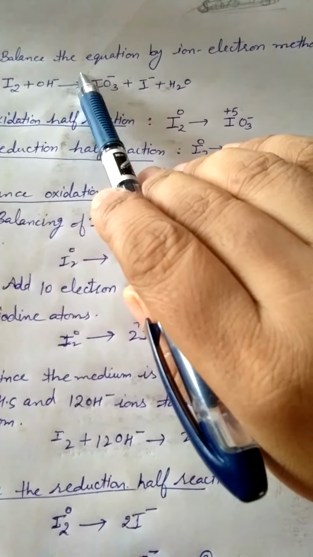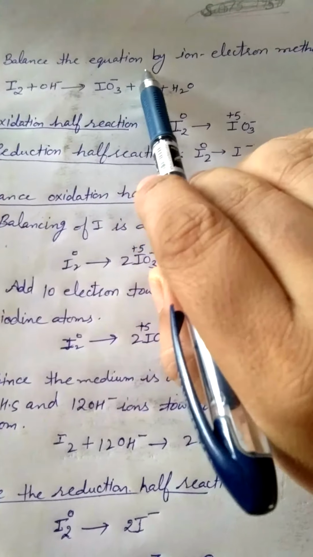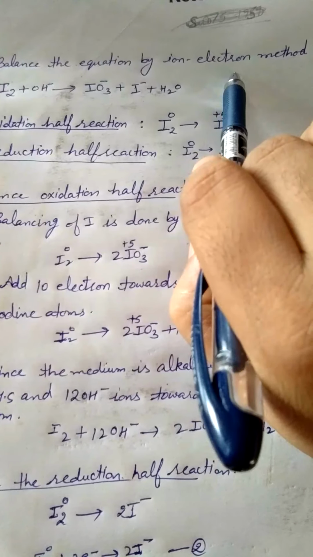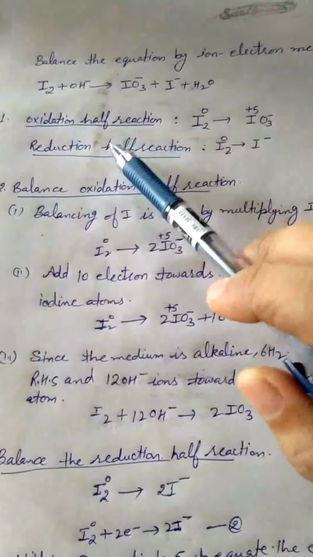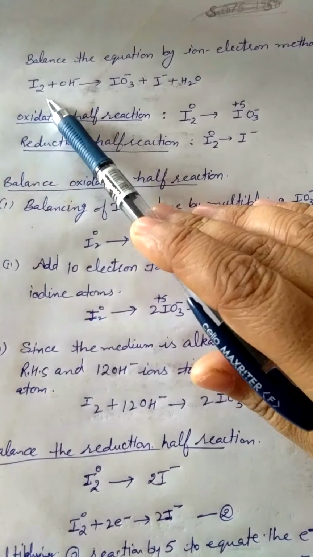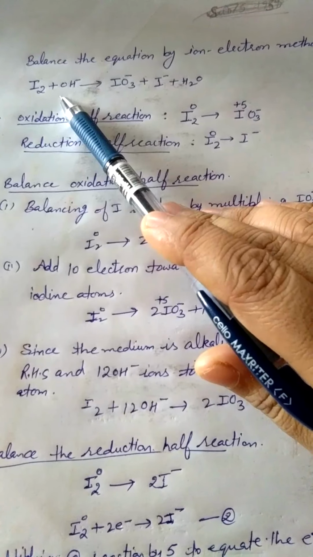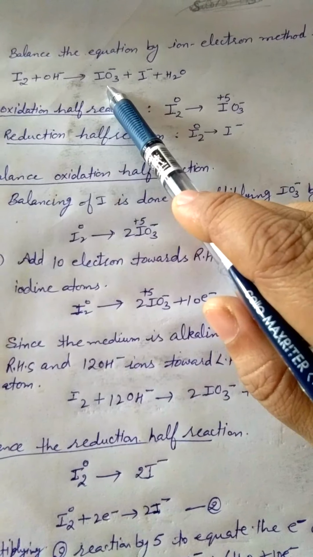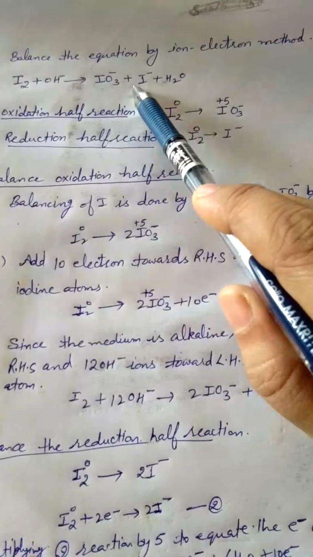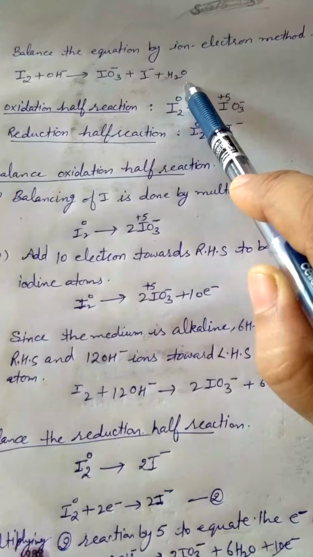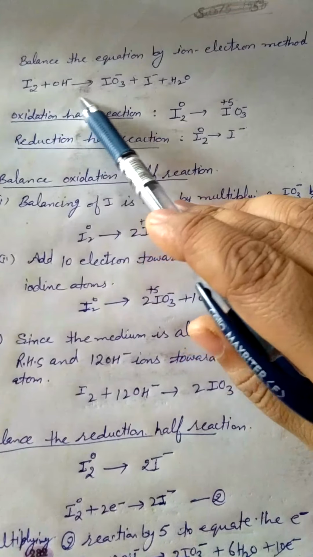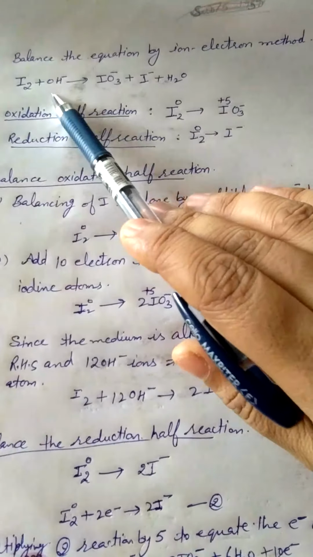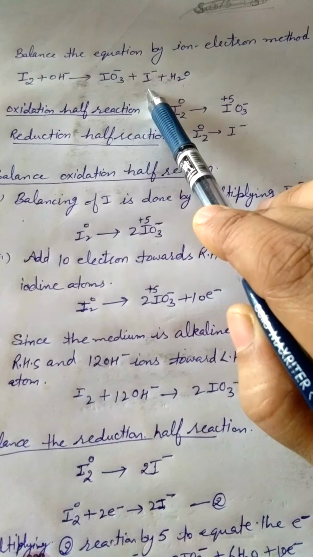How do we balance a redox reaction equation by the ion electron method? Now see this equation: I2 (iodine) plus OH negative (hydroxyl ion) gives rise to IO3 negative plus I negative plus water. Okay, now this is the reaction. How do we balance it by the ion electron method?